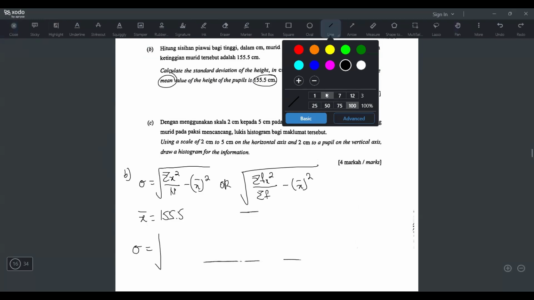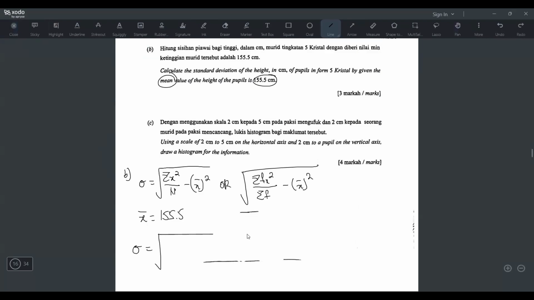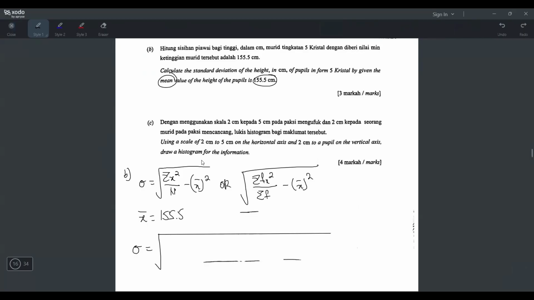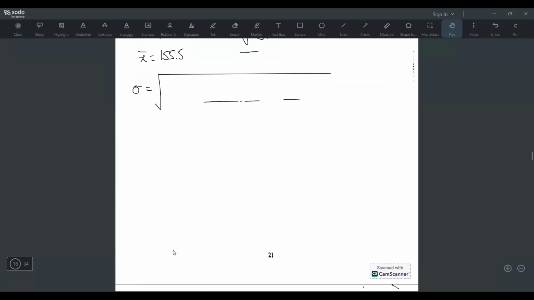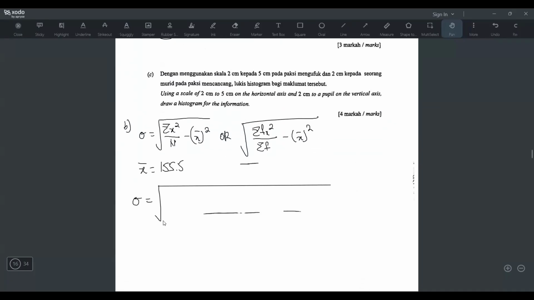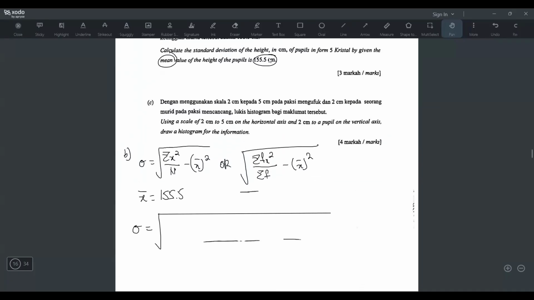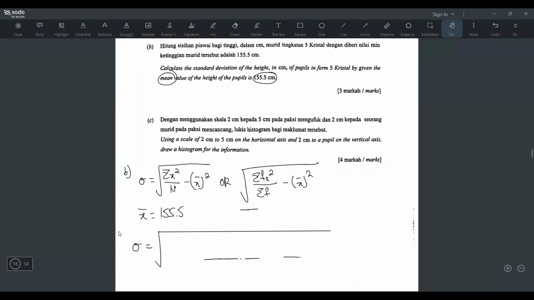But what if they never give you the mean? Then you have to find the mean. And how to find the mean for grouped data? You have to take the midpoint. You have to find all the midpoints times frequency, divided by total frequency. But that's if they don't give the mean. If they never give you the mean, then only you find it that way. But this question they already gave us, so we don't have to do that again.